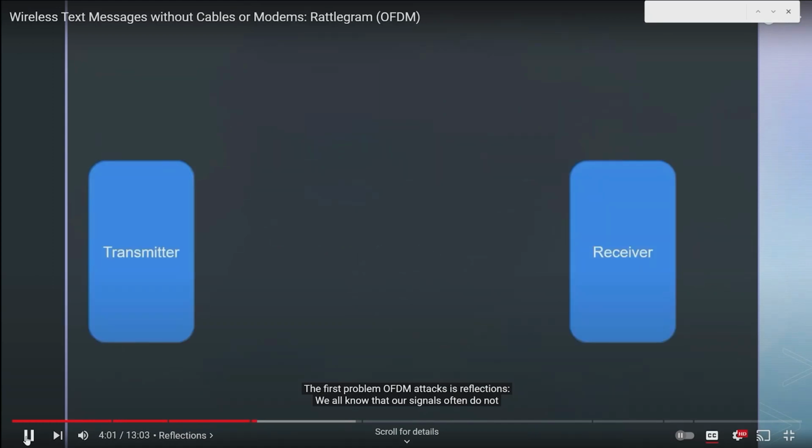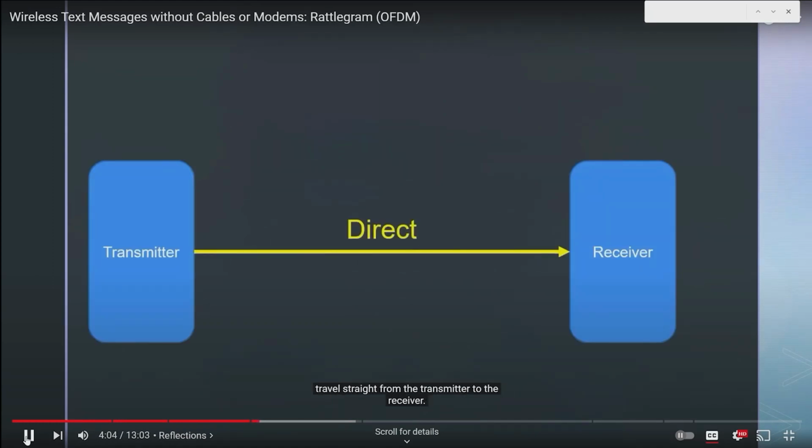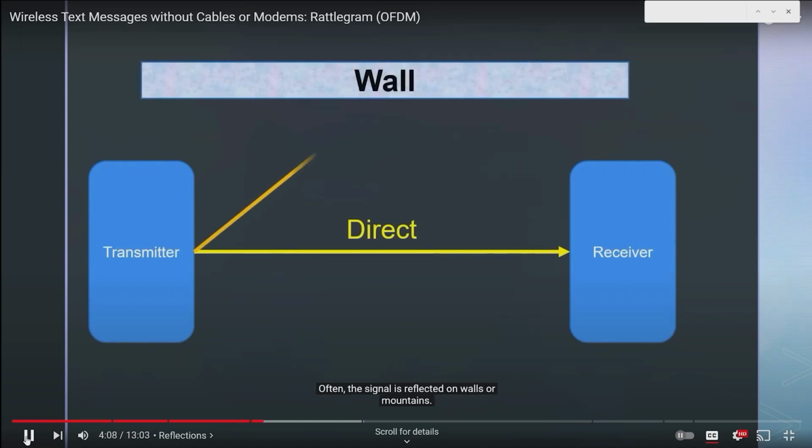We all know that our signals often do not travel straight from the transmitter to the receiver. Often the signal is reflected on walls or mountains, or in the ionosphere. Because they have to travel a longer distance, the reflected signals arrive later at the receiver. Why is this a problem?